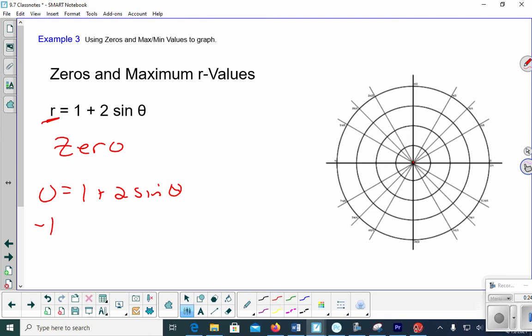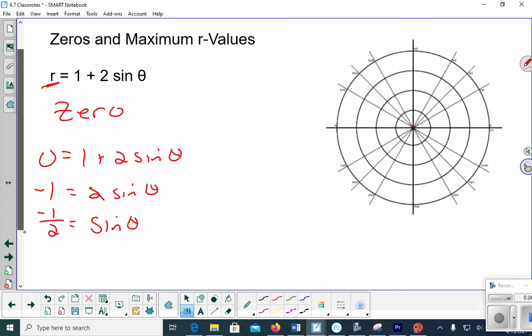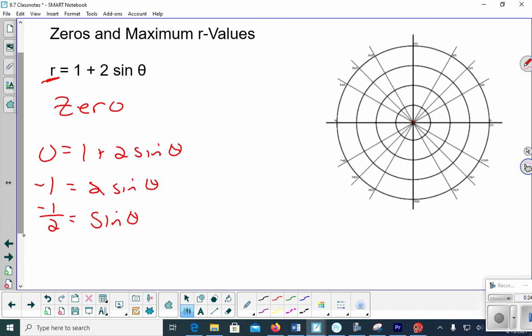I'm going to subtract 1 from both sides and divide both sides by 2 and get negative 1/2 is equal to the sine of theta. Then I ask myself, when is the sine of theta equal to negative 1/2? Which means I have to know my unit circle. The sine of theta is negative in the third and the fourth quadrant, so my angle has to be from the third or the fourth quadrant. And the sine is equal to 1/2 with a denominator of 3, so I'm going to say 4 pi over 3 and 5 pi over 3. That's what theta is equal to. Those are my zeros.